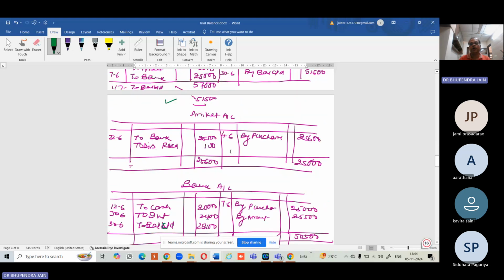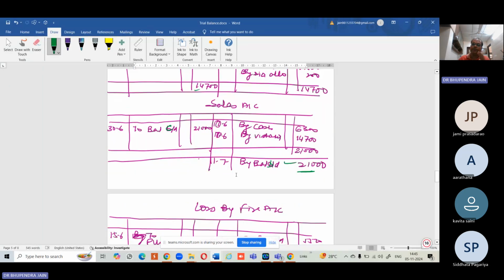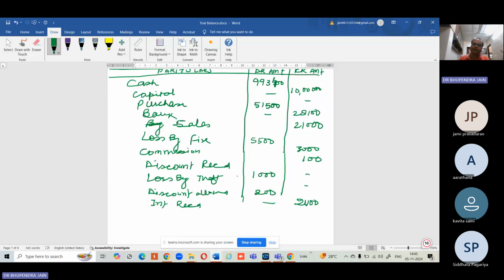Number first is the Aniket account, and number second is the Visakha account. So now check the total. Balances in the trial balance are 11, and total ledgers are also 11. Total 13 minus 2, so 11. That means we have transferred all the balances to the trial balance. Now we need to check the total. If the total matches, everything is right. Or if the total of the trial balance does not match, we have already covered rectification of error.